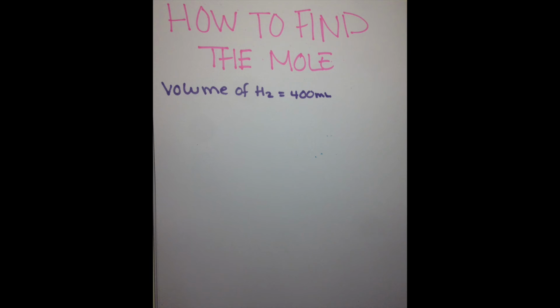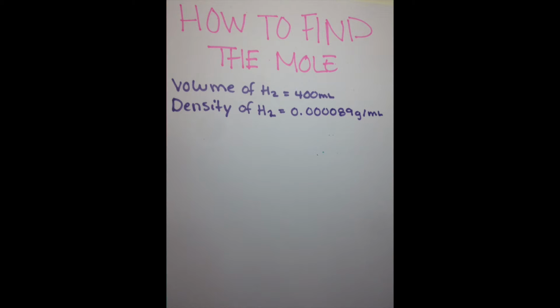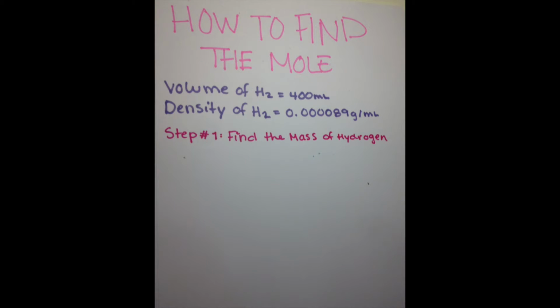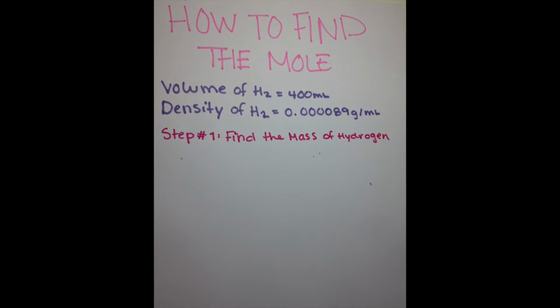To calculate the mole of hydrogen and oxygen, we first need to find their mass. So we looked up the density of the chemicals online: 0.0089 grams per milliliter. Step 1 is to find the mass of hydrogen used in the launch by using the formula mass equals density times volume.